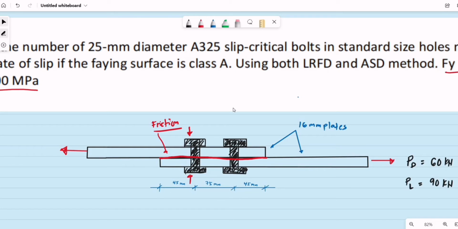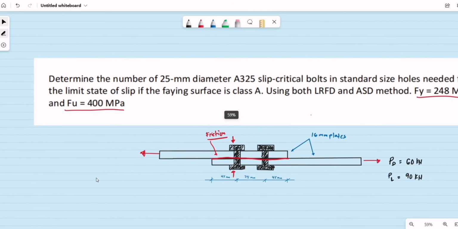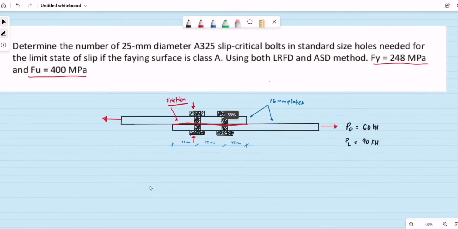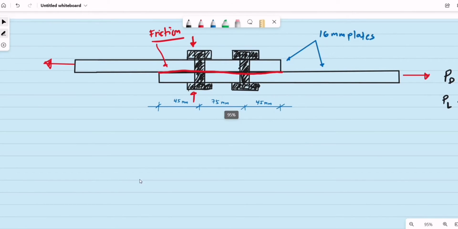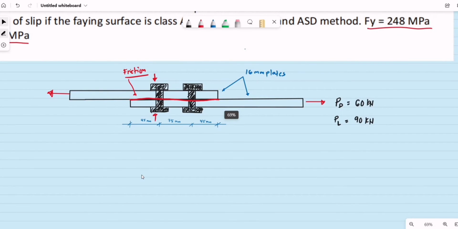Okay, so for this example, we are required to determine the number of our fasteners. So let us compute for the ultimate load, since we have a dead load and a live load. This is our P sub U is equal to 1.2 of the P sub D plus 1.6 of the P sub L. And this is equal to 1.2 of, that is 60 kilonewtons.